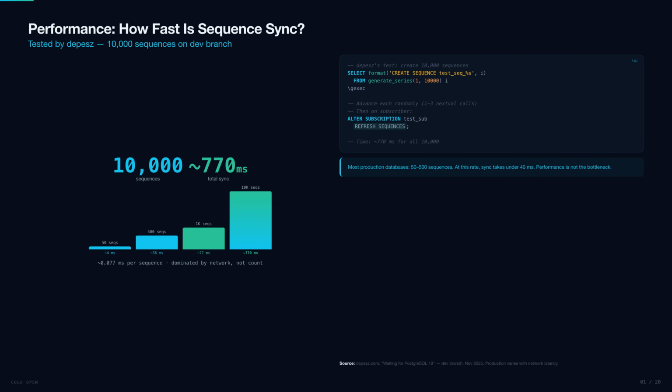How fast is this? Deepesh tested on the development branch in November 2025. He created 10,000 sequences, advanced each one randomly, then ran refresh sequences on the subscriber. Total time, roughly 770 milliseconds. That is 0.077 milliseconds per sequence. Most production databases have 50 to 500 sequences. At this speed, sync time is dominated by network latency, not sequence count.